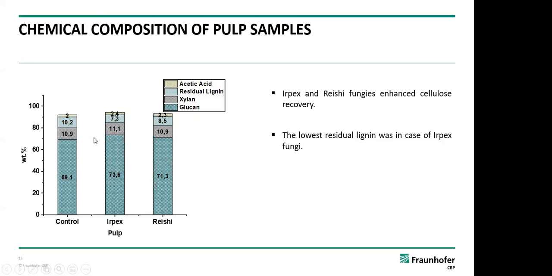and the xylan compared to the control sample is almost the same, not changed. The residual lignin that stayed or stuck in the pulp after the Organosolve delignification decreased after using fungal pretreatments, and this is significant after using one of the fungi. And the acetic acid amounts in the pulp are almost the same compared to the control sample. So the lowest residual lignin was in case of using that fungus.